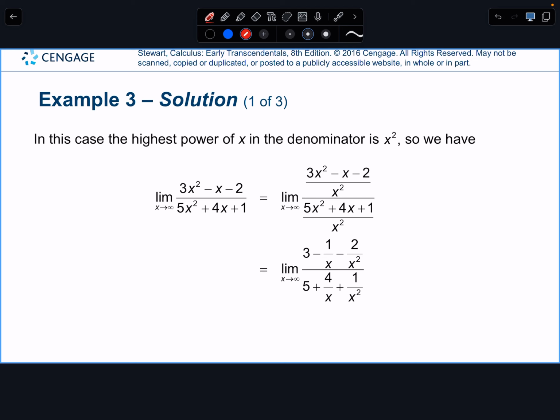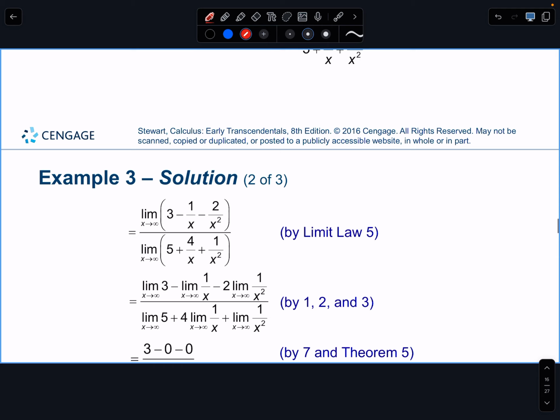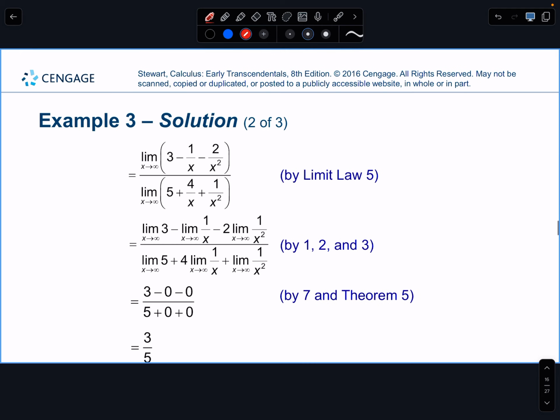But then we're going to use some limit laws, and the limit laws come in right here. These are limit laws I mentioned the other day, where the limit of the sum or difference is the sum or difference of the limits. You can just put a limit in front of each one, and then take the limit.